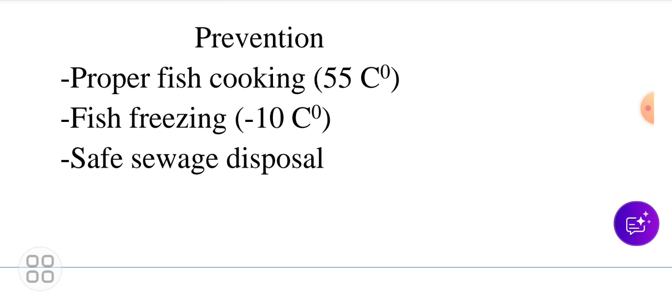Prevention by proper fish cooking. So you have to cook the whole fish, and the temperature should reach the core, not just the surface, at least 55 degrees Celsius. And if the fish is to be stored, that is to say, deep frozen, at least minus 10 degrees Celsius. The other thing is personal and environmental hygiene and safe sewage disposal, safe disposal of human excreta.